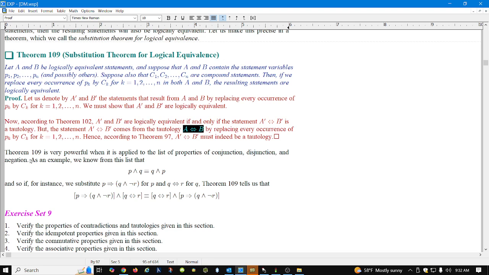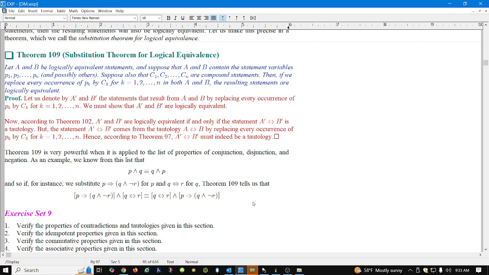So this is a nice, powerful theorem. We know, for example, that P and Q is logically equivalent to Q and P. I can just make up anything I want here. I replace P by P implies Q and not R, and I replace Q by Q if and only if R, and I get something that looks like this, which is therefore also true, and so the two sides are logically equivalent.